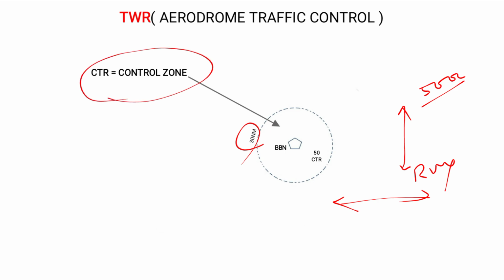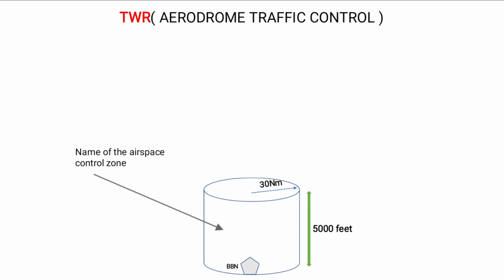The name of the airspace is control zone. The controller is tar. Let us have a look at the three-dimensional view. Here it is. As you can see, the airspace name is control zone and the controller is tar. The radius of this airspace is 30 nautical miles and vertically 5000 feet.